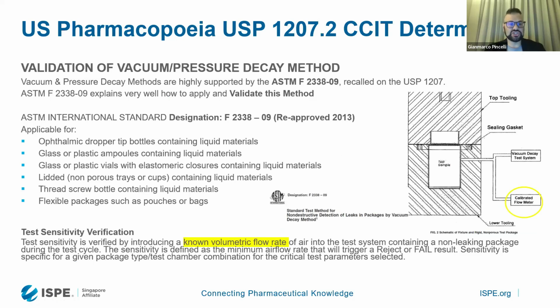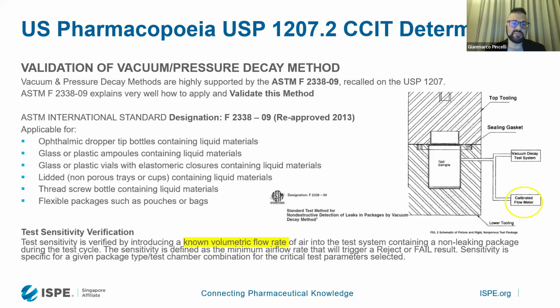So what about the validation method? Differential pressure methods are mainly managed by ASTM F2338-09, which is also recalled in USP <1207>. This is really important because it explains very well how to apply that to a leak testing system based on differential pressure.